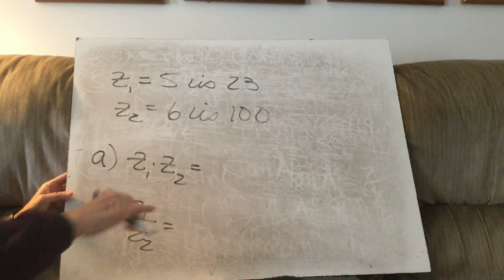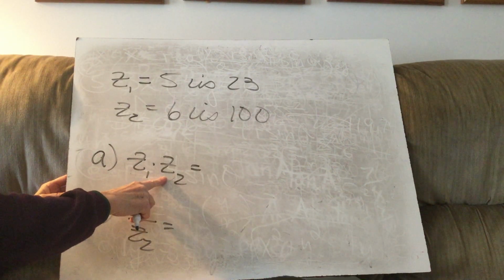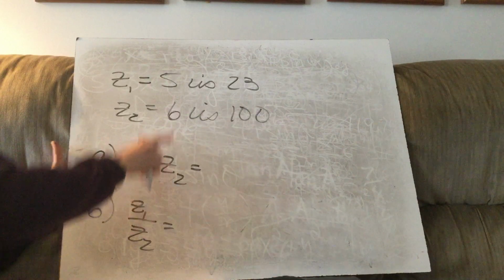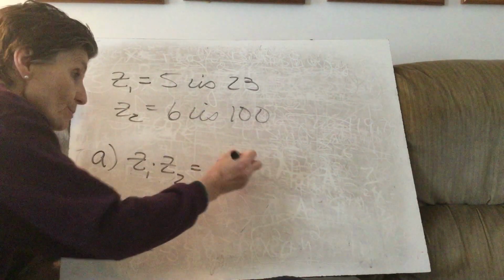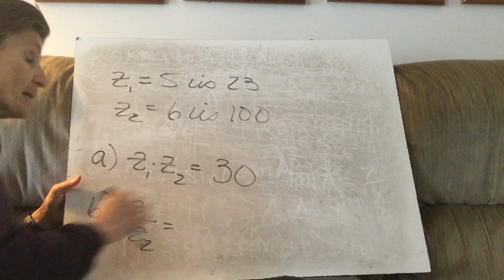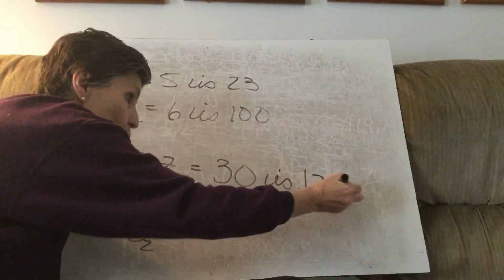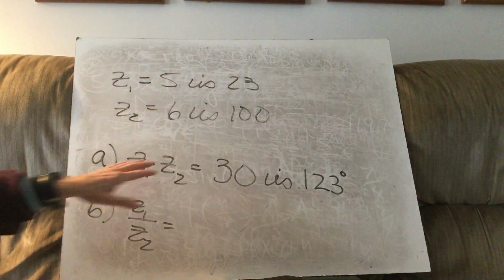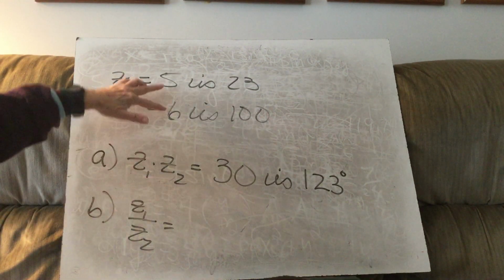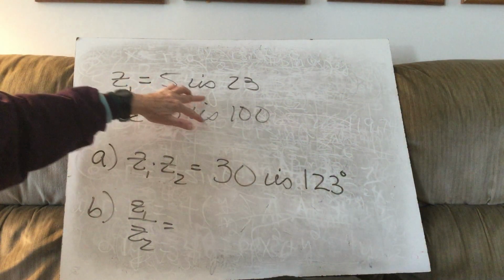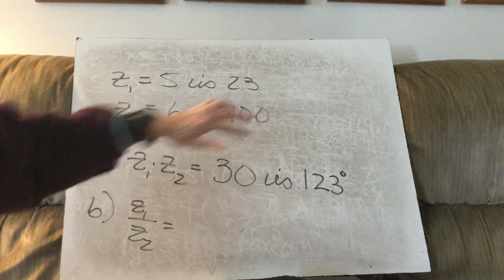It's real simple. When you multiply complex numbers in polar form, you remember that you multiply their r values, so 5 times 6, and you add their thetas, so you get 123. So the answer to the product, to the multiplication, is 30 CIS 123.